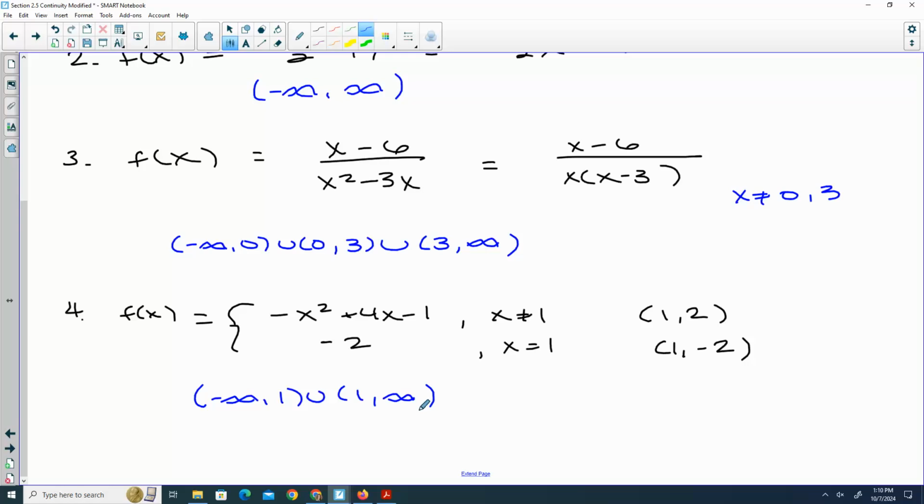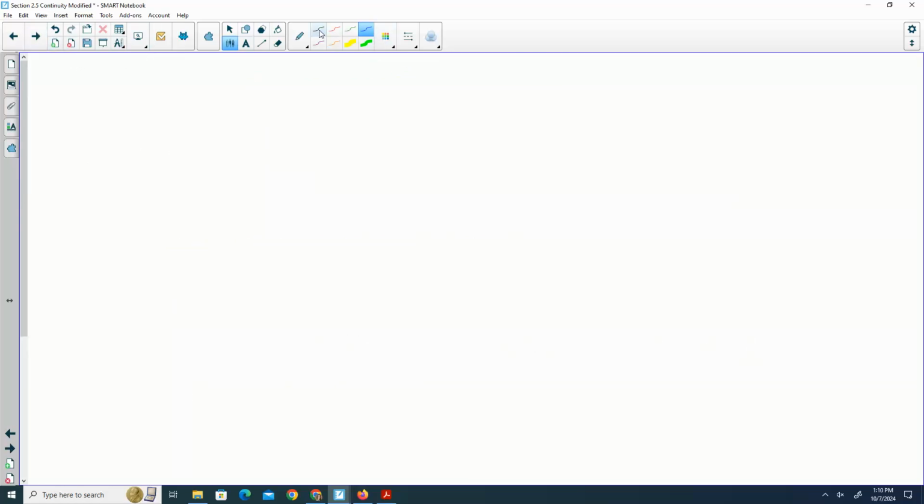The wording on this next section is kind of tricky. The next section says determine if the function is continuous. If it's not, find the x-axis location and classify each discontinuity. So it's basically the same thing, but I want you to tell me what kind of discontinuity it is. So here we're basically finding where it's not continuous.